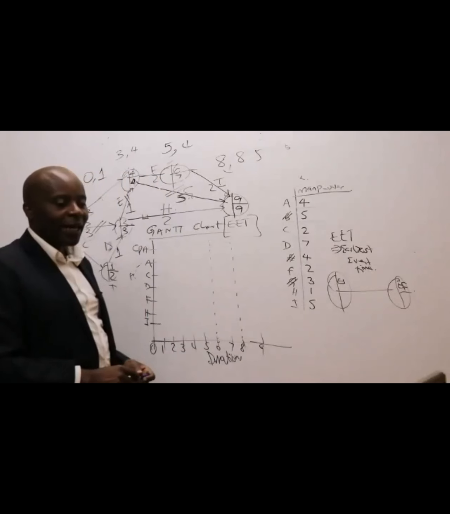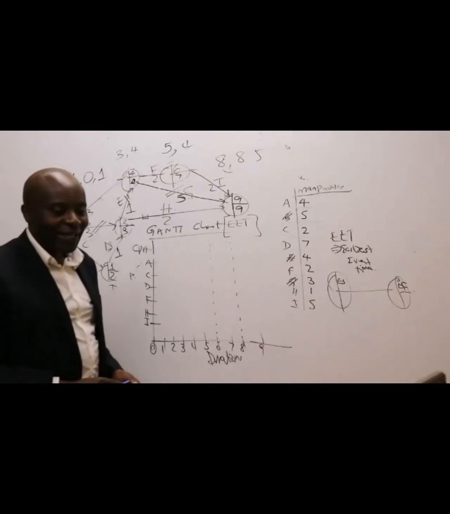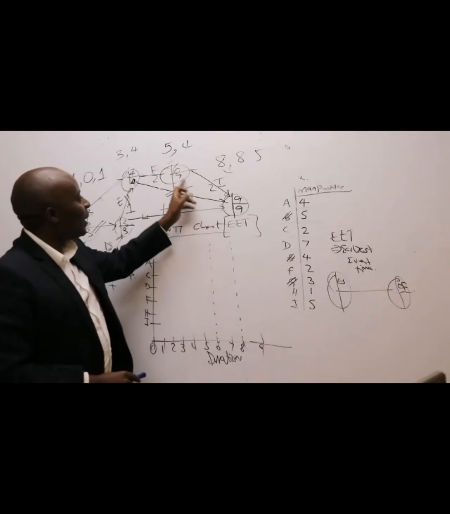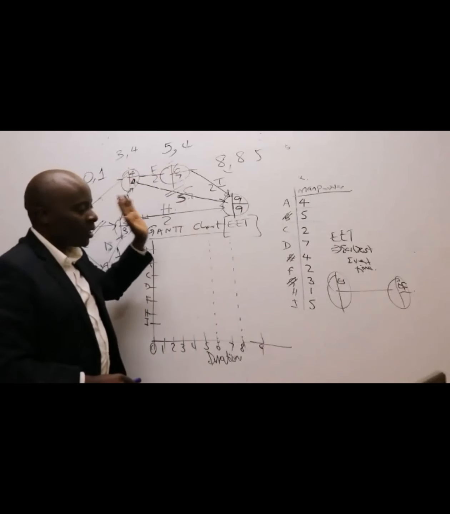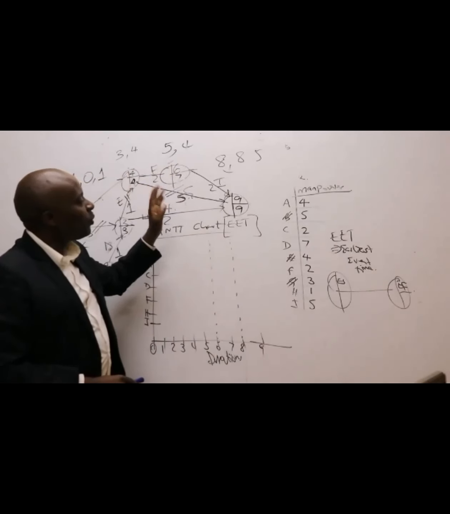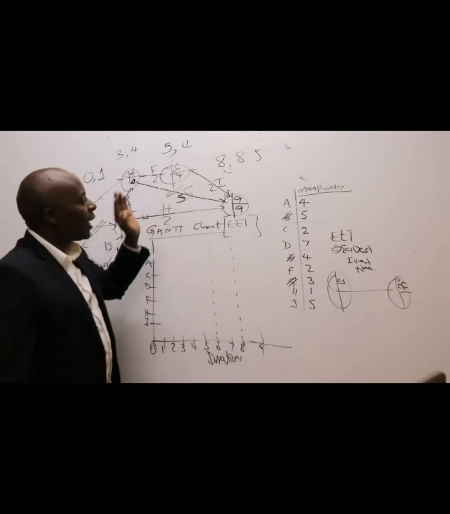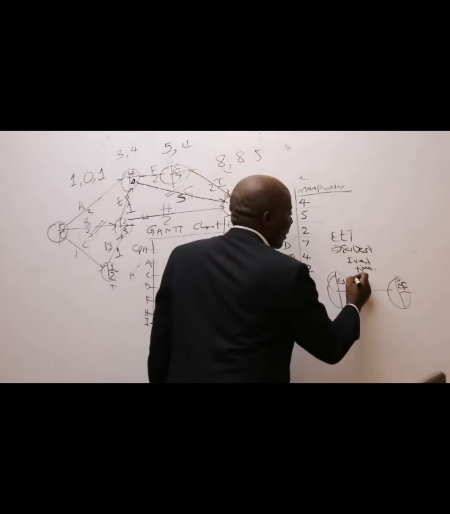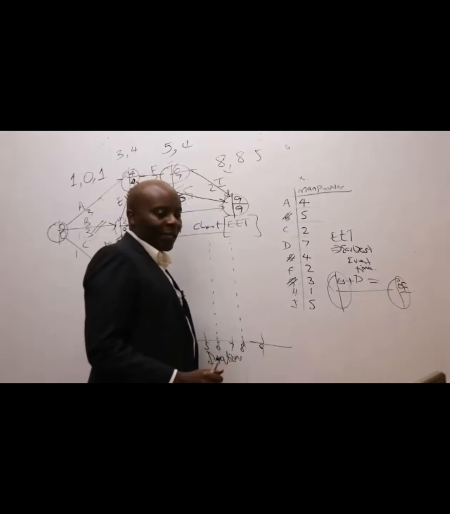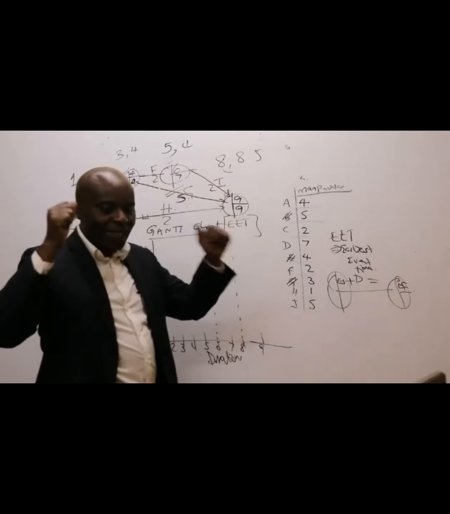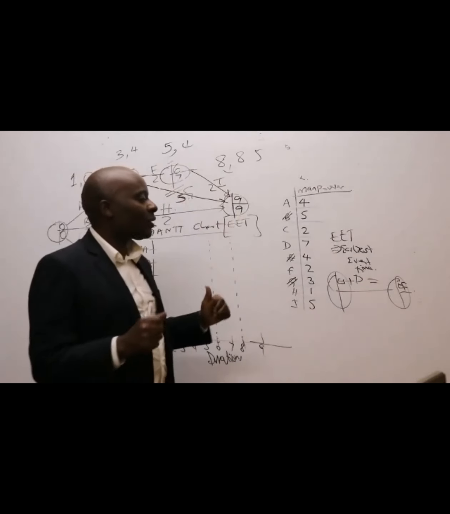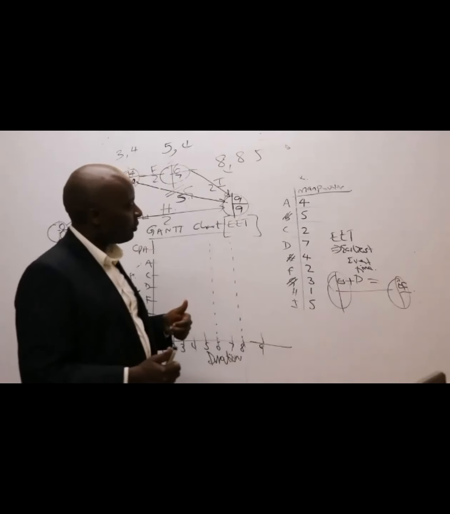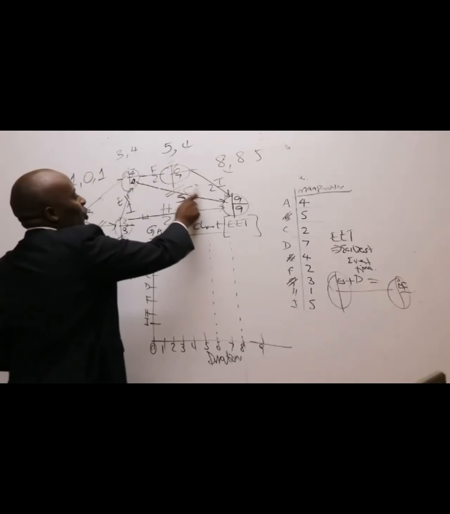Nimetoa wapi I? Earliest event time nimesema inaanza 6. Lakini ladies and gentlemen, to get the earliest finish, tunachukua earliest start plus duration. To get the earliest finish of an activity, we normally take earliest start plus the duration. Kwa hivyo ukisema hapa 6 plus 2, itakuwa ngapi?